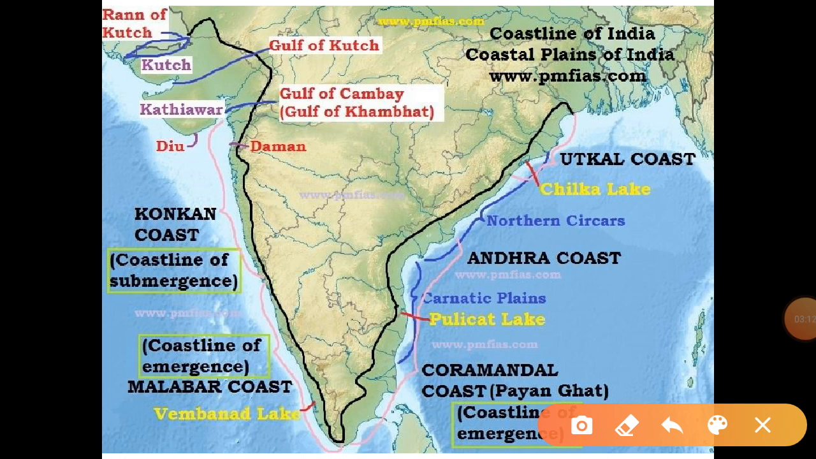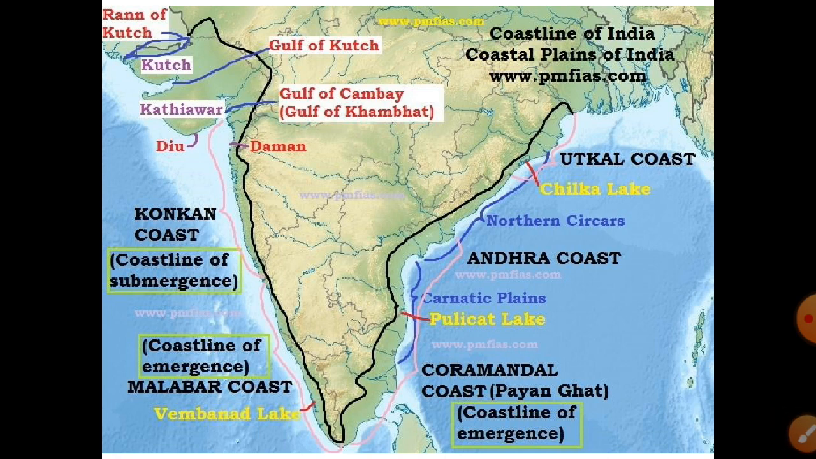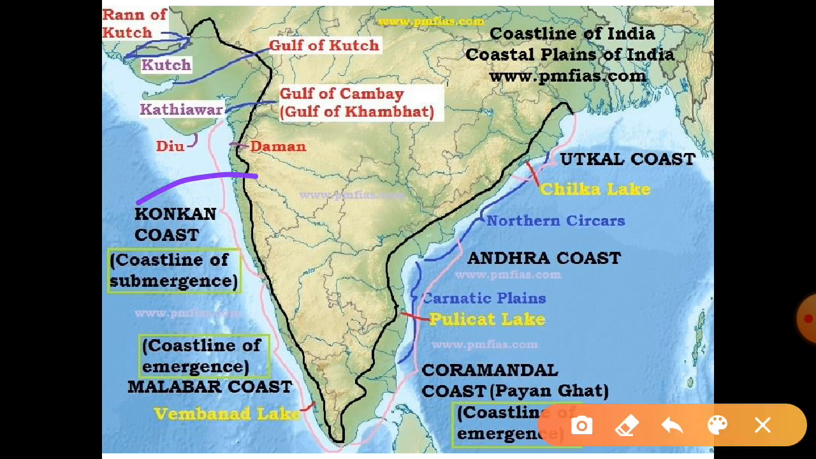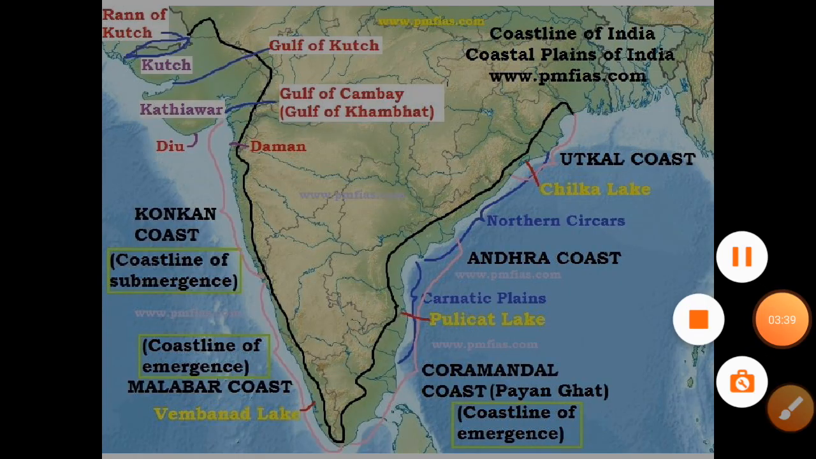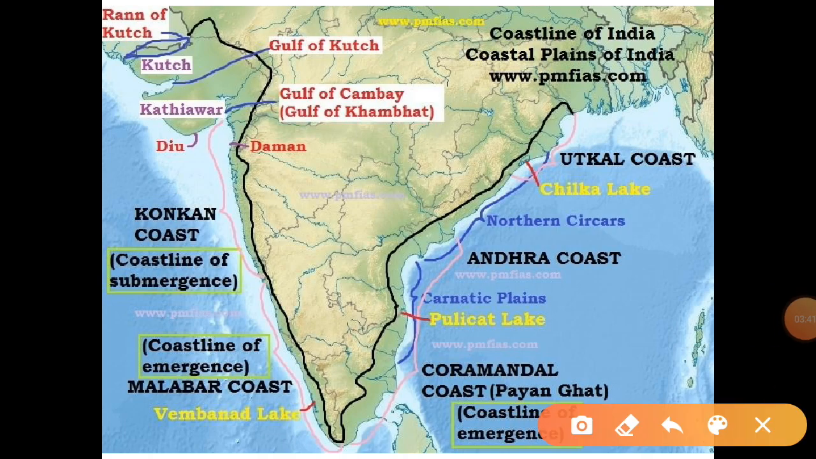See this map. The Western coastal plain extends from the Rann of Kutch in the north to Kanyakumari in the south. Its width varies from 10 to 80 kilometers. The northern part of the western coastal plain is Konkan coast. The southern part is called Malabar coast. Vembanad is a famous backwater lake found in this region.